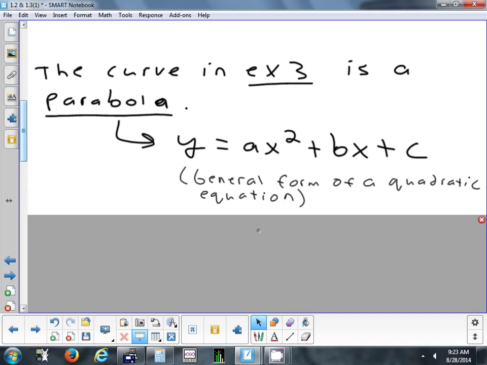If you pick any real number for a, b, and c, it will always look like a parabola, as long as you don't let a be 0. If you let a be 0, then you just wiped out the x squared term. It's gone. So as long as a is not 0, you'll get a parabola.